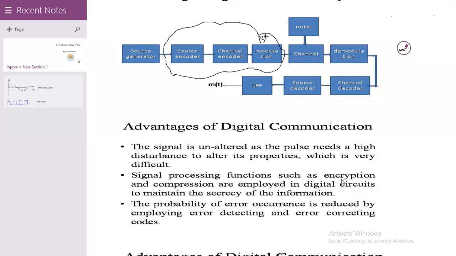Another one is encryption. The signal is encrypted. Encryption is nothing but converting the signal from one form to another form. In digital communication the signal is more secure compared to analog communication. Security means unauthorized persons are unable to recover the original signal.